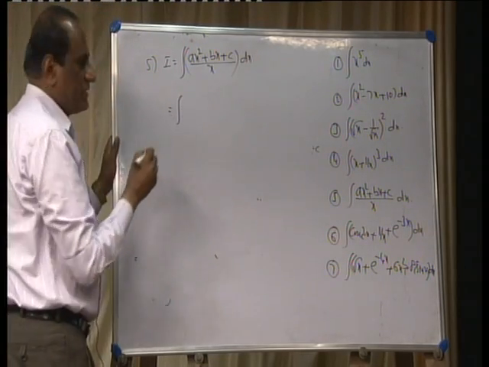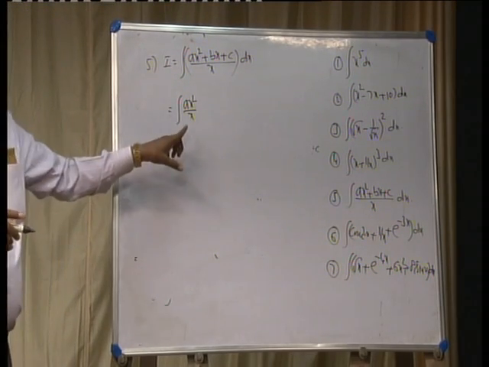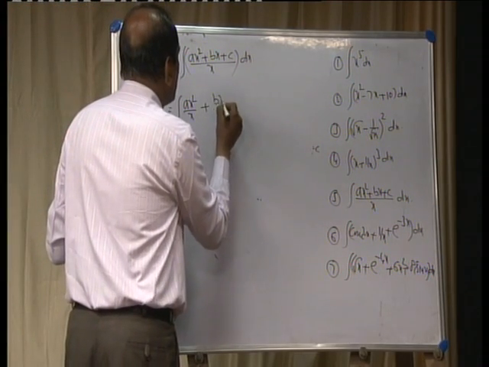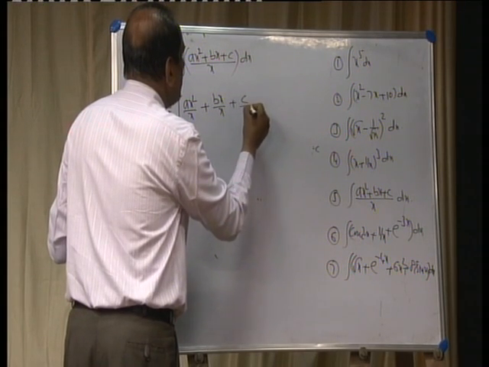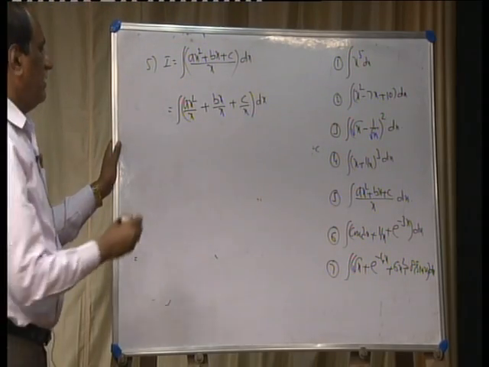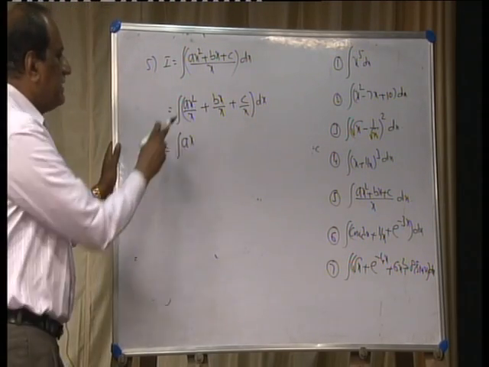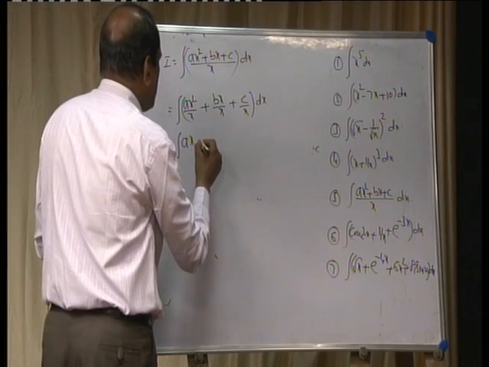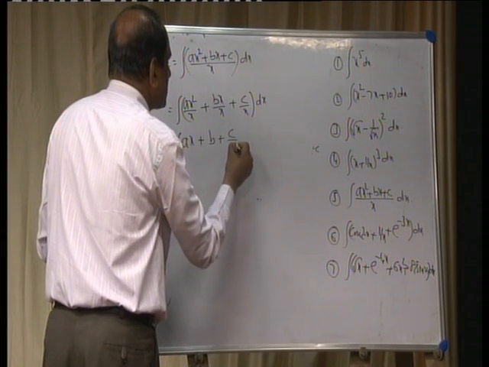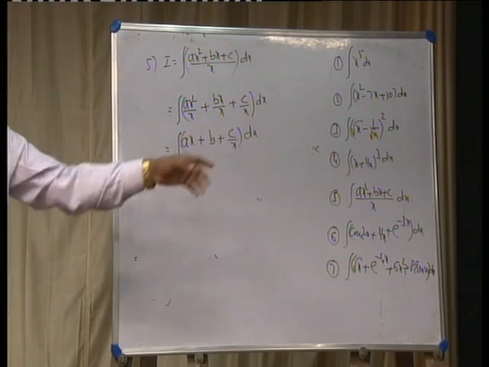ax square by x, the first term is ax square by x. Each term to be divided by x, there is a common base x, then bx by x plus c by x, variable of integration is dx. Now ax square by x is ax, x divides x square x times, plus x and x cancel, b plus c by x dx. Now all terms are in the form of integration, we can easily integrate.